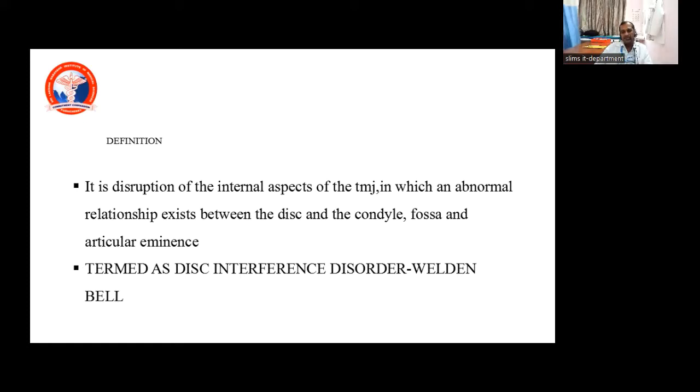That is the definition: disruption of the internal aspects of the TMJ in which an abnormal relationship exists between the disc, condyle, fossa, and the articular eminence. It is also termed disc interference disorder, given by Weld and Bell.